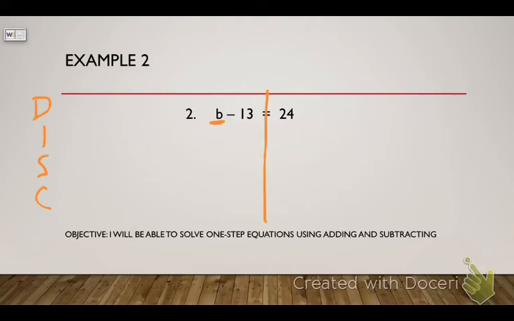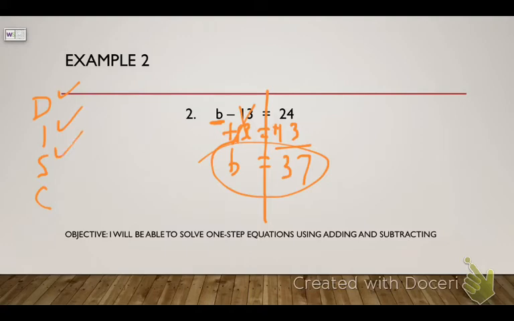The inverse of subtracting is adding, so we're going to add 13 to both sides. This creates a 0 pair. B equals, let's see, we're adding, right? So that becomes 37. So B is 37. Let's check. We drew the line, we did the inverse, we solved it. Now we got to check it. Does 37 minus 13 equal 24? It does. Boom, got it.